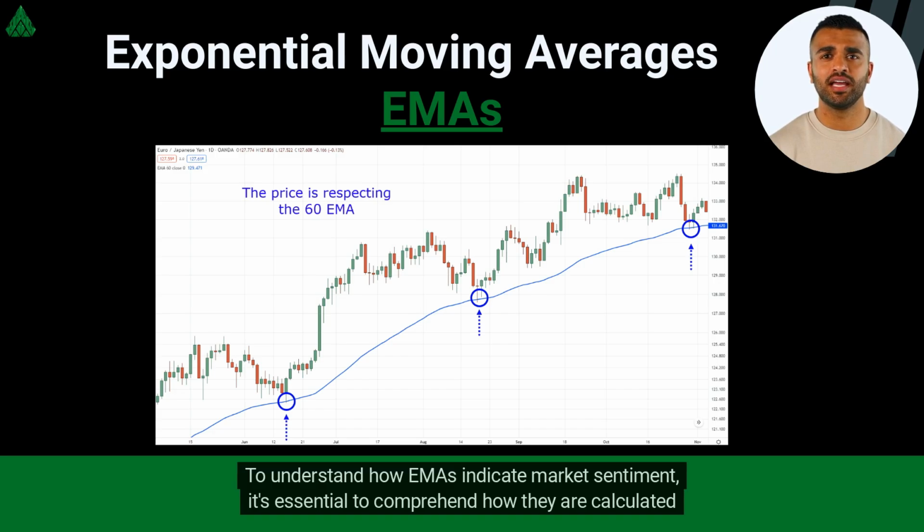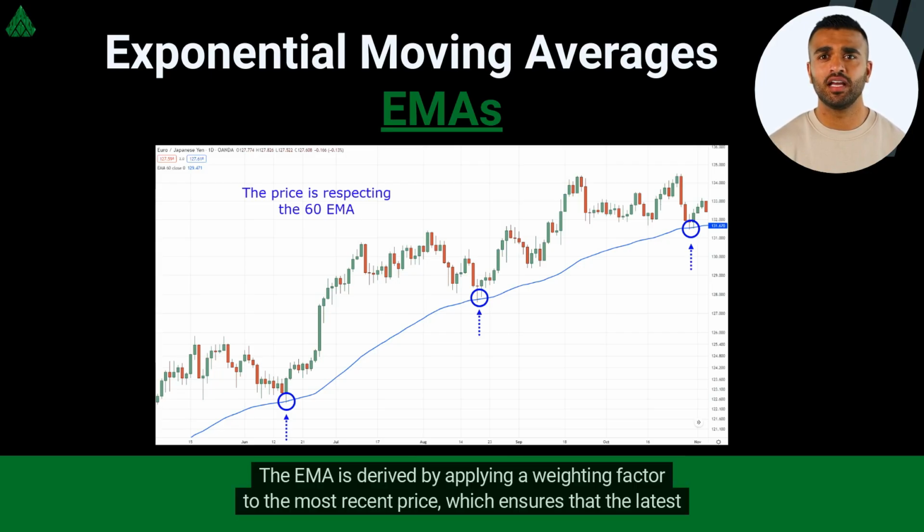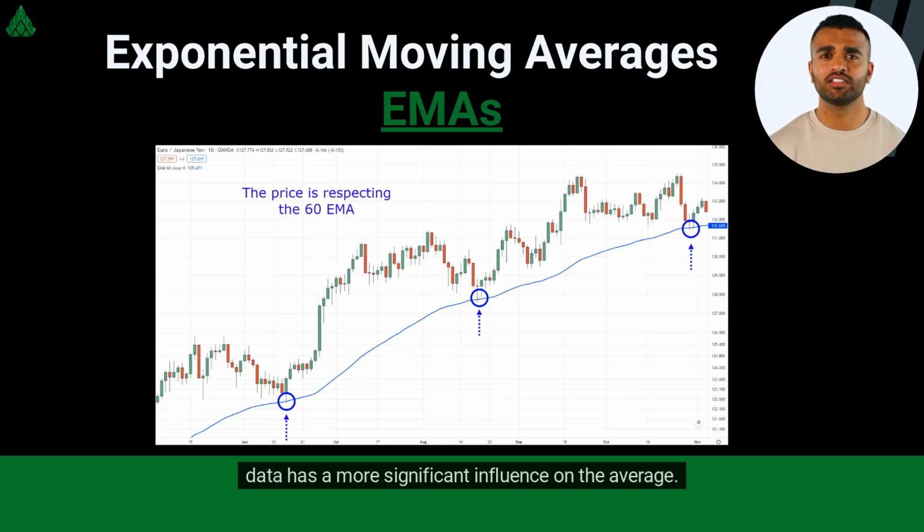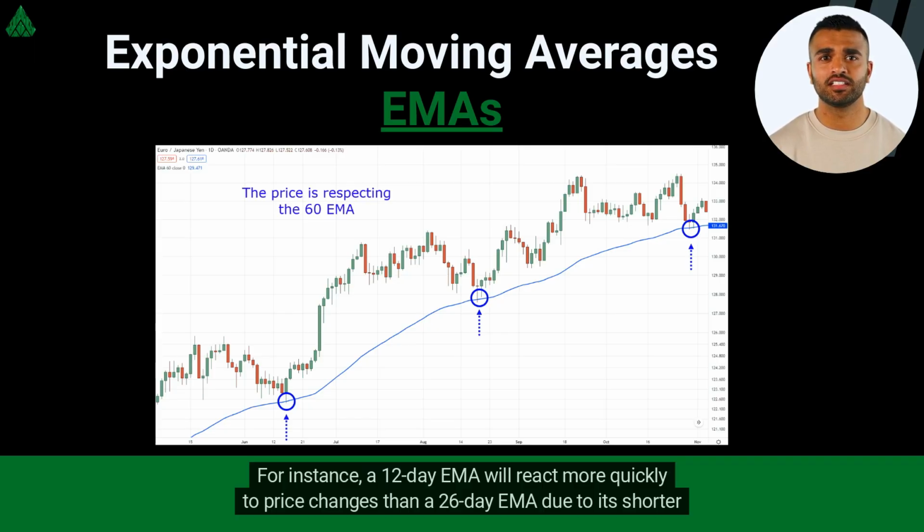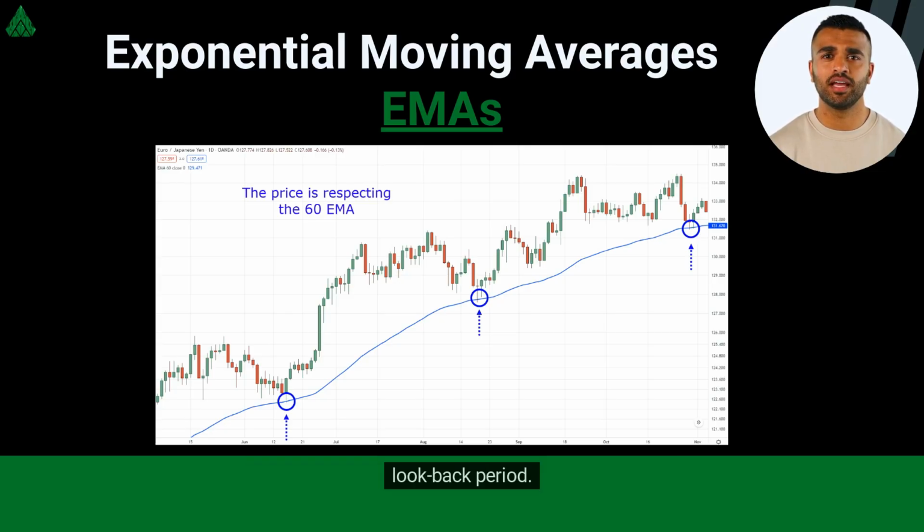To understand how EMAs indicate market sentiment, it's essential to comprehend how they are calculated and used. The EMA is derived by applying a weighting factor to the most recent price, which ensures that the latest data has a more significant influence on the average. This factor depends on the chosen time period for the EMA. For instance, a 12-day EMA will react more quickly to price changes than a 26-day EMA due to its shorter look-back period.